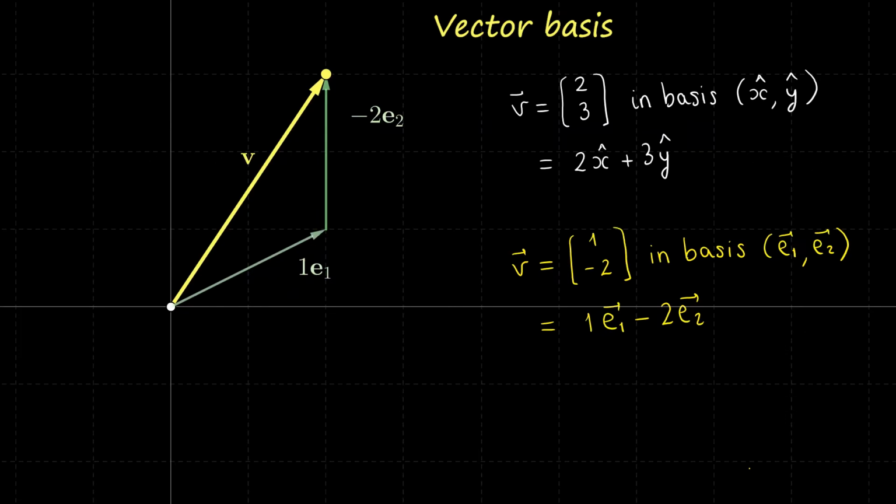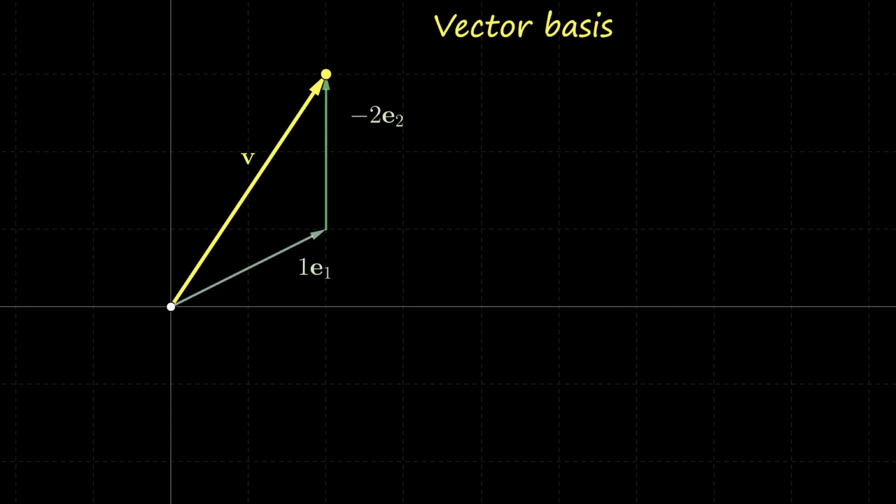The use of different bases is like the use of different languages. One same concept can be written in different ways using different languages. And similarly, one same vector can be written in different ways using different bases.